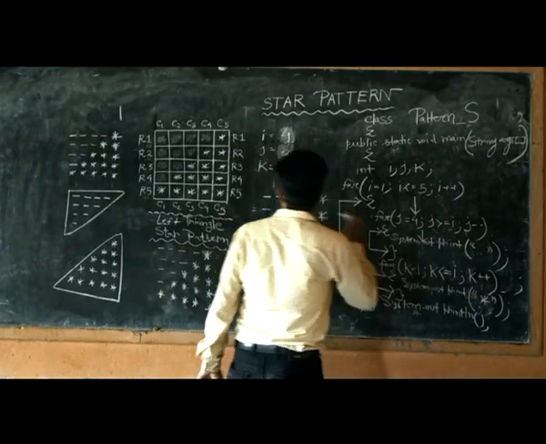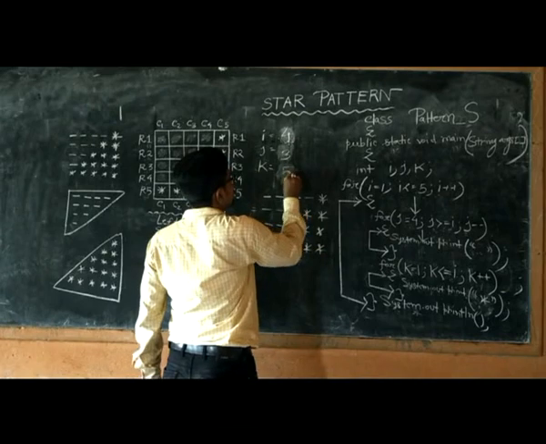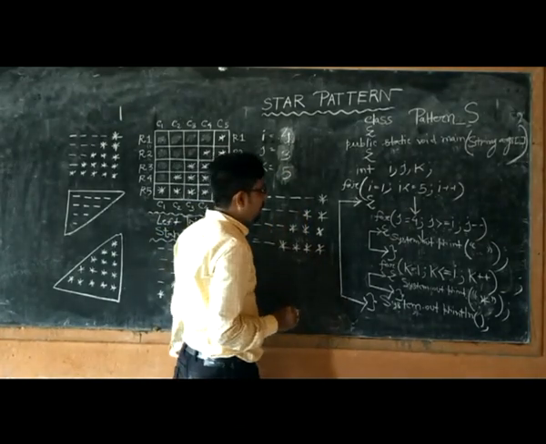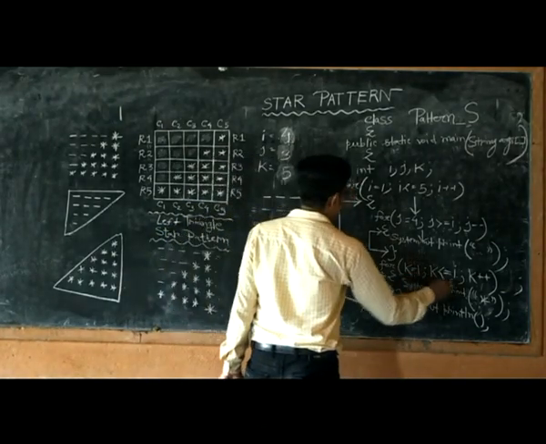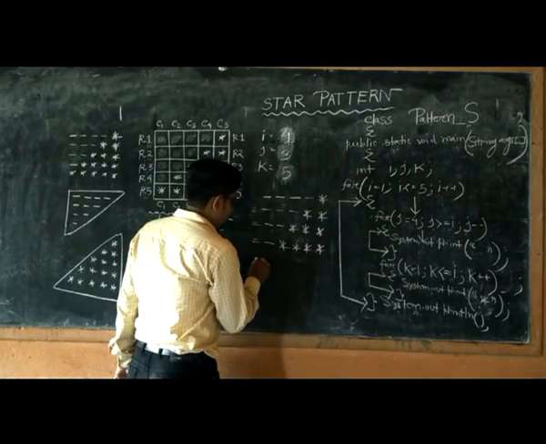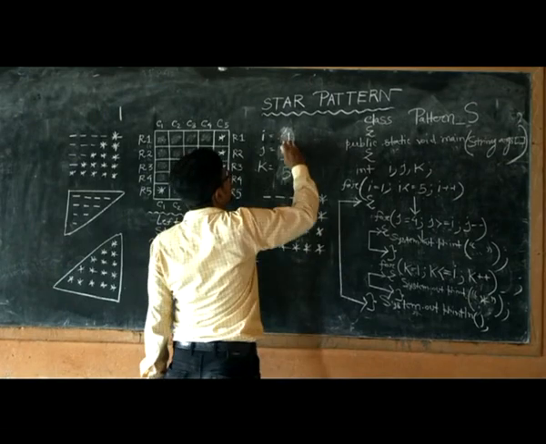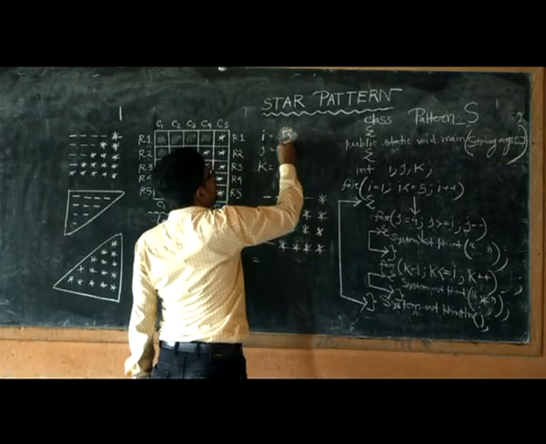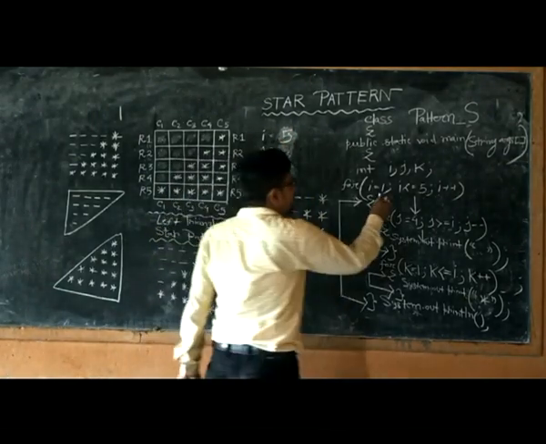K plus plus. Now k value is becoming 5. Now 5 less than equal to 4. Condition wrong. It will come to here. New line. Your cursor is blinking here. Now I value is becoming 5. 5 less than equal to 5.